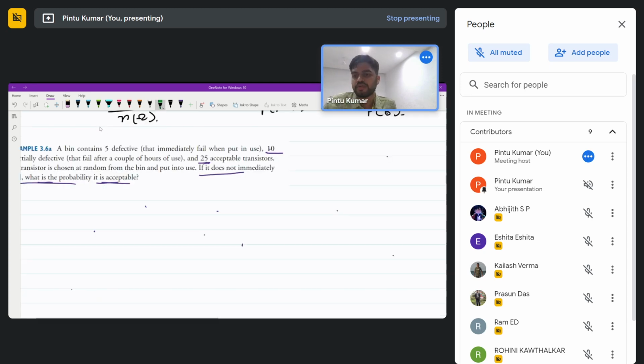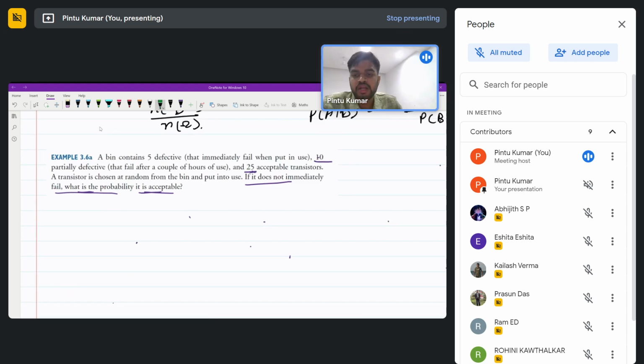So I'll read out the question first. A bin contains 5 defective transistors, that will fuse or fail immediately after being put in use, 10 partially defective, that will fail after a couple of hours of use, and 25 acceptable transistors. If a transistor is chosen at random and put into use, if it does not fail immediately, what is the probability that it is acceptable?